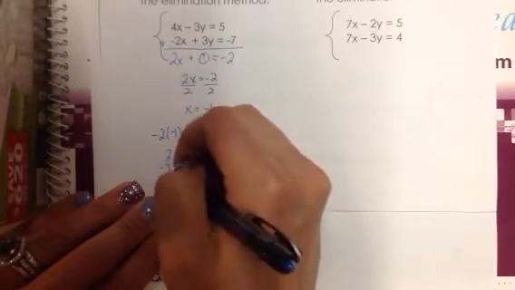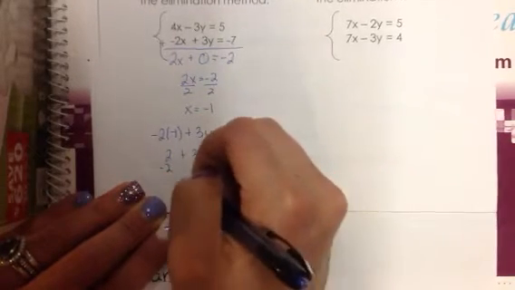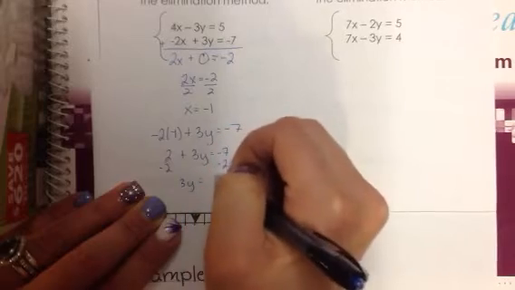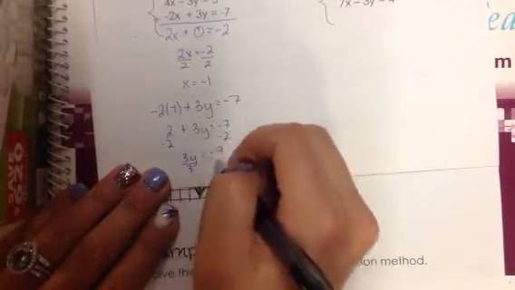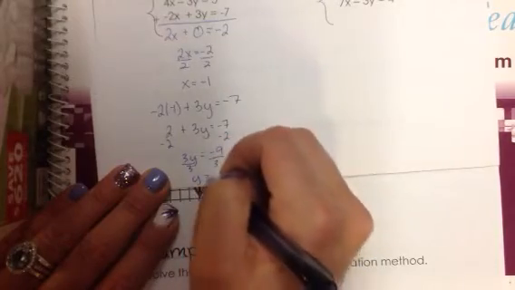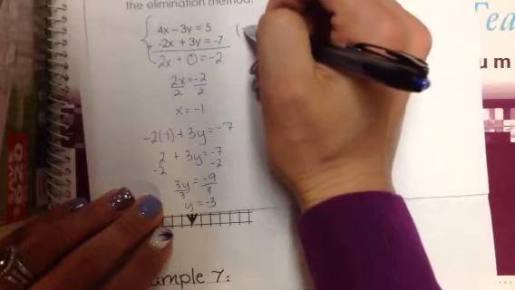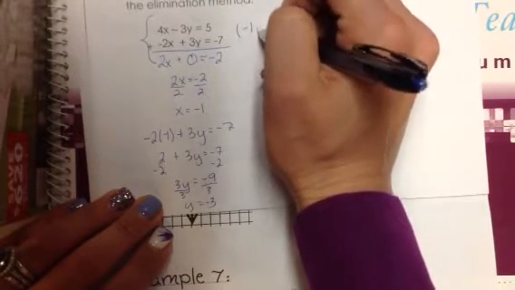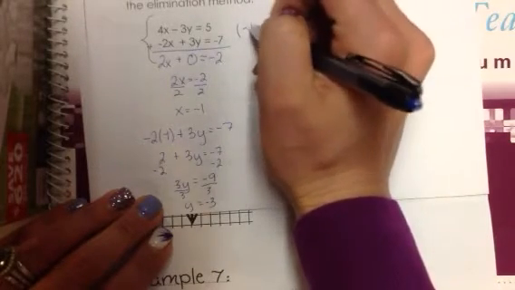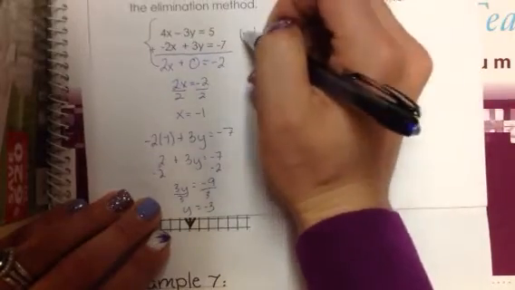I'm going to subtract 2 from both sides. 3y equals negative 9. And then if I divide by 3 on both sides, I get that y equals negative 3. So right now, I've said that my solution set is negative 1, comma, negative 3. That the x equals negative 1 and the y equals negative 3.